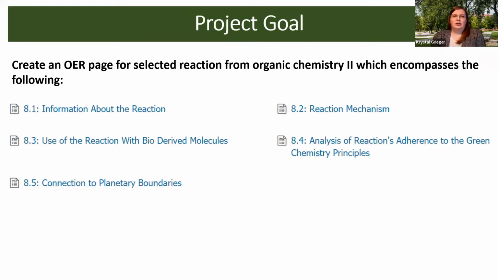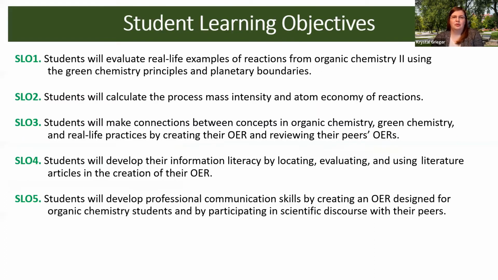Our project goal was for the students to create an OER page for a selected reaction from Organic Chemistry 2, which the page should encompass the following. We had them break it up into 5 different parts. We wanted them to find information about the reaction, write out the reaction mechanism, see the use of it with a bioderived molecule, look at that example that they found and its adherence to the green chem principles, and connect that research to a planetary boundary. We'll go through those in more detail in just a minute, but I'll show you guys what we used for their overall project first.